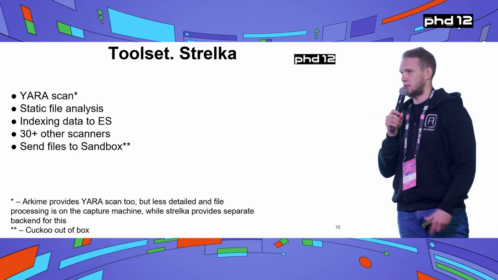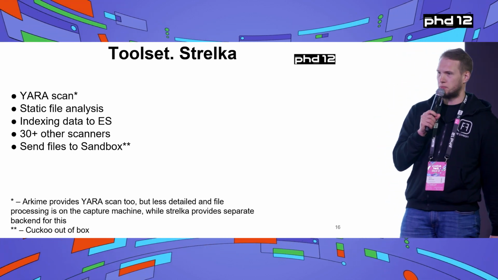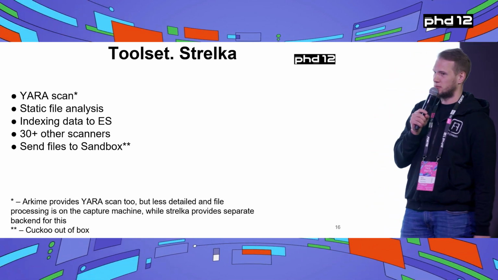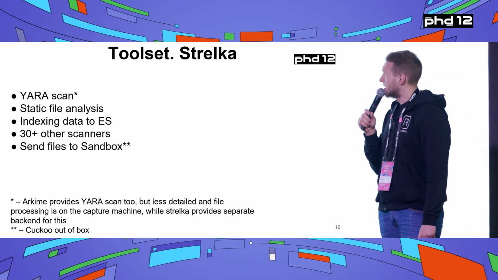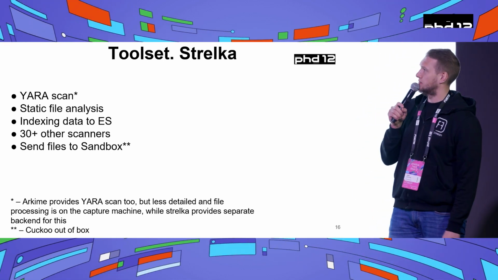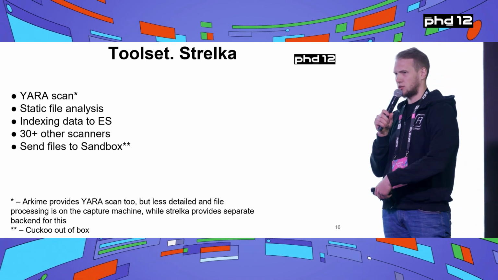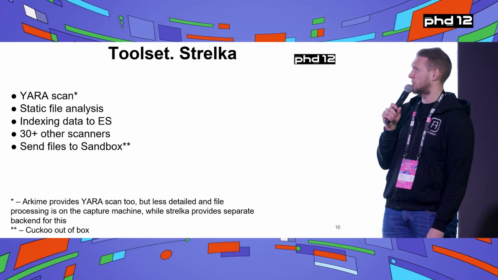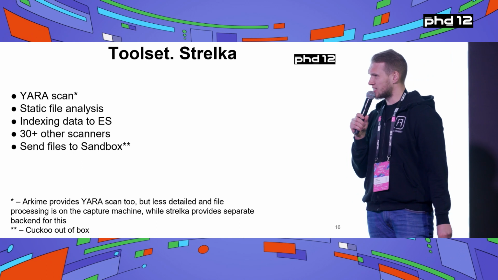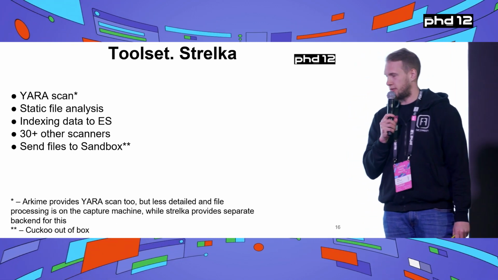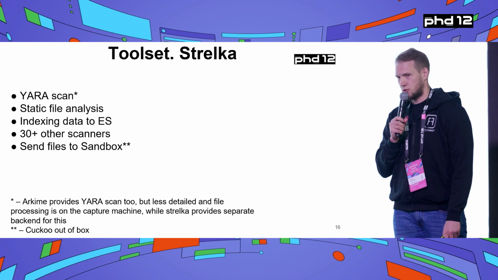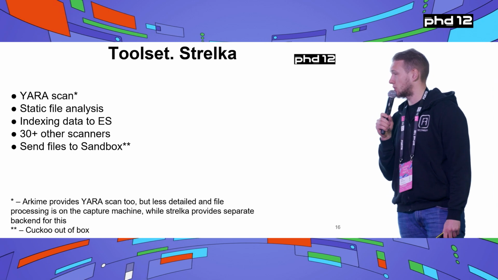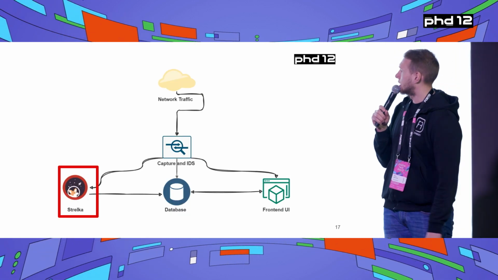For instance, you can get a Windows binary and you get the metadata library. You can make hashes, and there would be about 10,000 lines in the log. Indexing data is then sent to Elastic. Then you have 30-something other scanners. And then the most interesting functionality is that Strelka can send the files to a sandbox. Out of the box it can send to Cuckoo, but it can be done elsewhere.